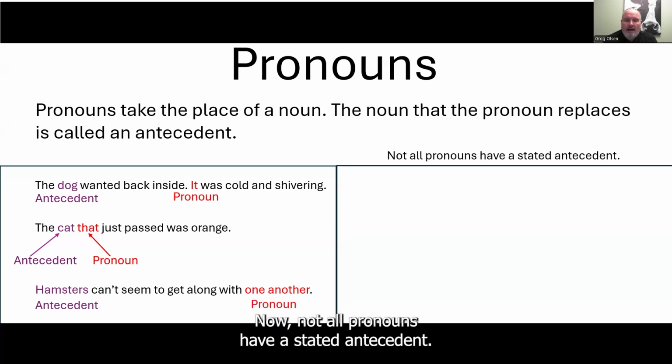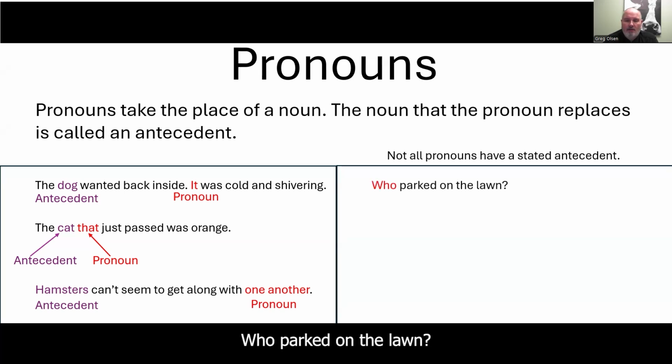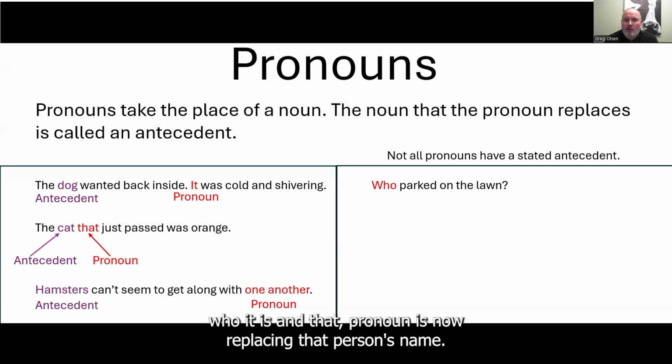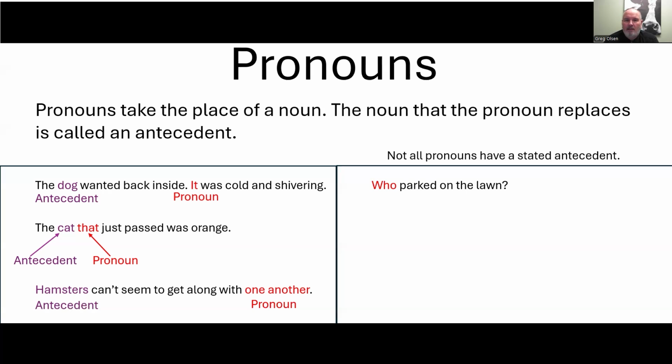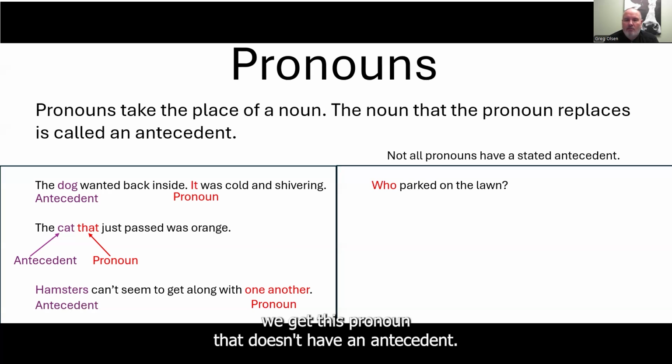Now, not all pronouns have a stated antecedent. We think of the personal pronouns like I, you, we. Those aren't going to have the noun stated prior. Other examples of this, who parked on the lawn? We really don't know what noun that is replacing until we answer the question, and then we know who it is, and that pronoun is now replacing that person's name. Okay, but where we don't know the person's name yet, we get this pronoun that doesn't have an antecedent.